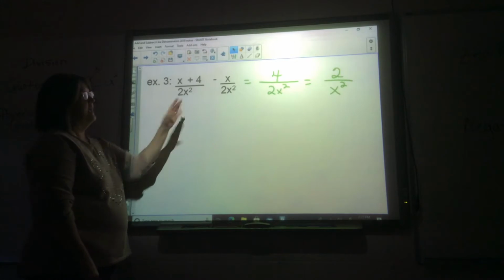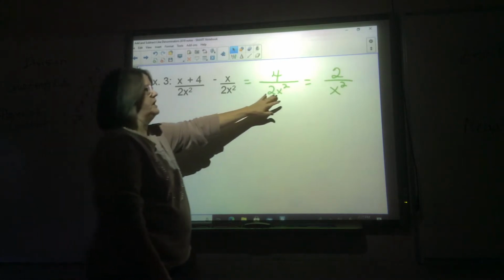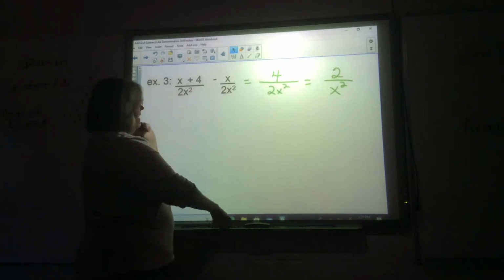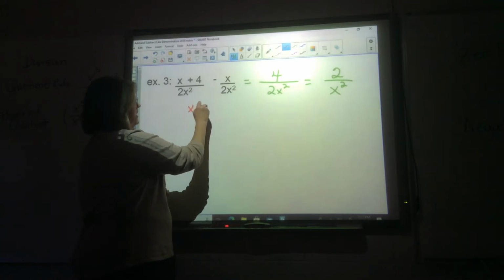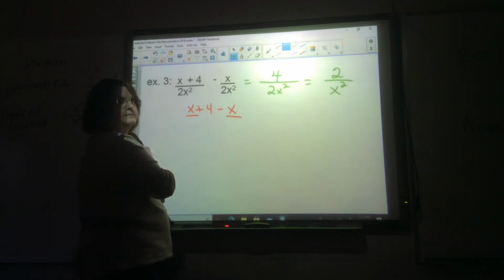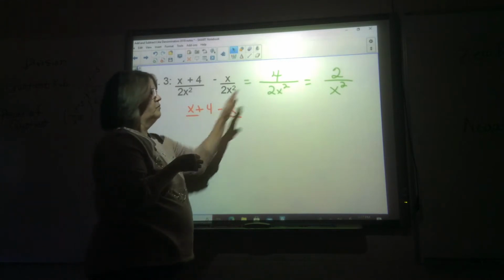Now, this has a different denominator, 2x squared. You just still are putting it over 2x squared. You just add like terms. I have an x plus 4 minus x. This is like with this, and x minus x is 0. And so you have 0 plus 4, which is 4.